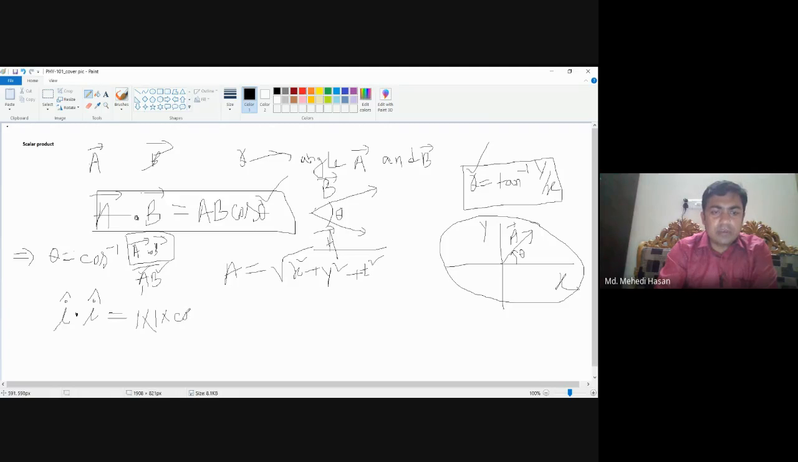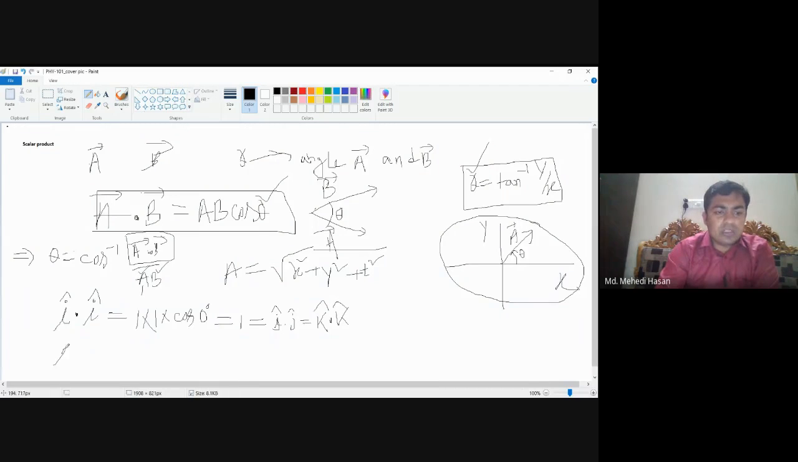So what is the angle between I and I? It is the same vector, so the angle is 0 degrees. Then cos 0 is 1, so 1 into 1 into 1. So the answer is 1. The result is that for similar unit vectors, I dot I, j dot j, and k dot k, the dot product is 1.